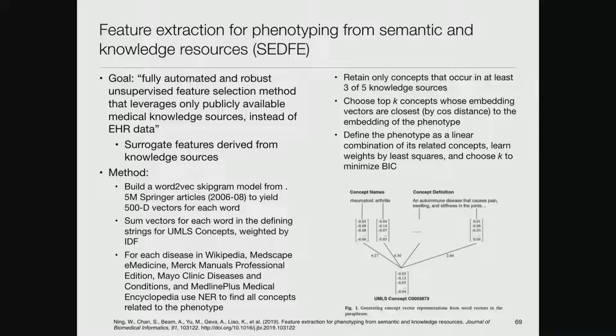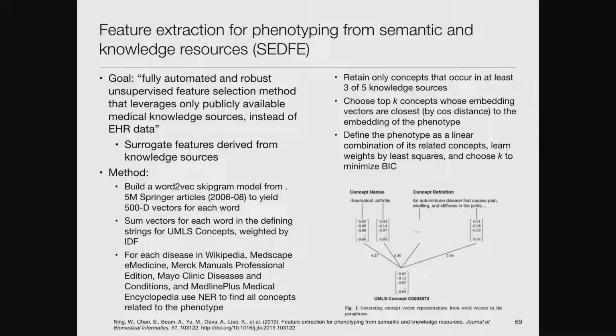And then they went out and they said, okay, for every disease that's mentioned in Wikipedia, Medscape, eMedicine, the Merck Manuals Professional Edition, the Mayo Clinic Diseases and Conditions, Medline Plus Medical Encyclopedia, they used named entity recognition techniques to find all the concepts that are related to this phenotype. Okay, so then they said, well, there's a lot of randomness in these sources and maybe in our extraction techniques, but if we insist that some concept appear in at least 3 of these 5 sources, then we can be pretty confident that it's a relevant concept. And so they said, okay, we'll do that.